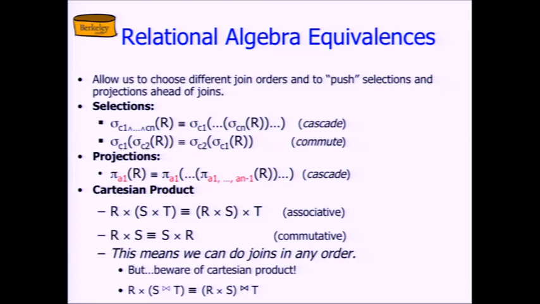R natural join S, natural join T. Good? Everybody agree? So just a perfectly reasonable query. There's overlapping columns between R and S. There's overlapping columns between S and T. Let's reorder this. Let's do R, T, and S.